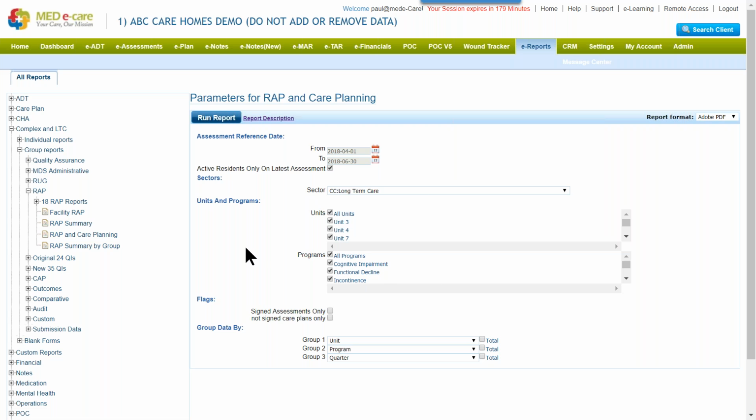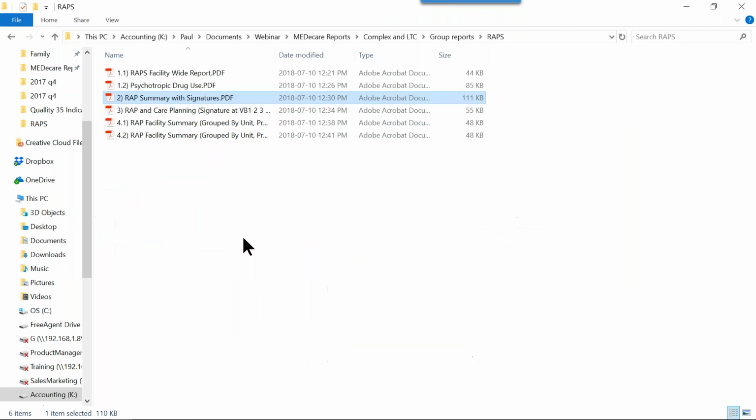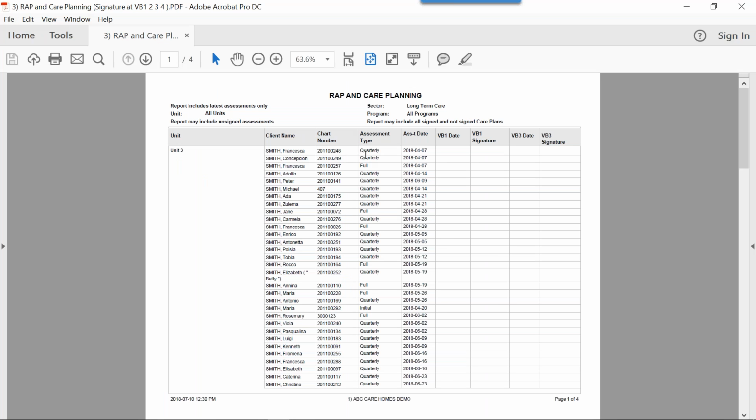But this again is a report that gives us similar information to the last report. And let's just have a look at wrap and care planning signatures, VB1, 2, and 3, and 4. And let's just click there, and we're going to bring this one up.